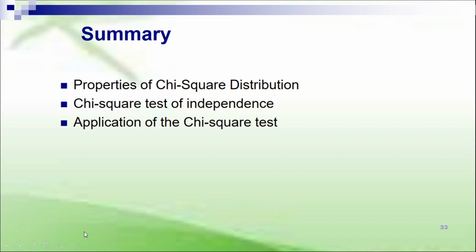In this lesson we discussed properties of the chi-square distribution. It is a positively skewed distribution. If the degrees of freedom increase, the distribution approaches a symmetrical distribution. Then we discussed the chi-square test of independence. Using this we check whether the two qualitative variables are independent or not. Then later we discussed a few applications of the chi-square test.